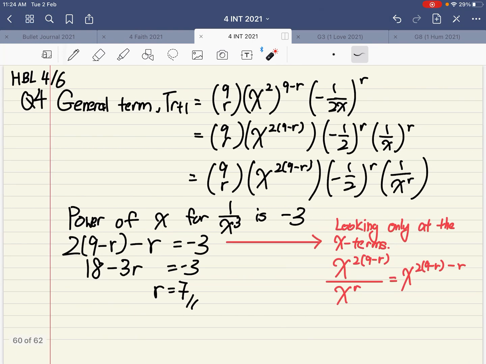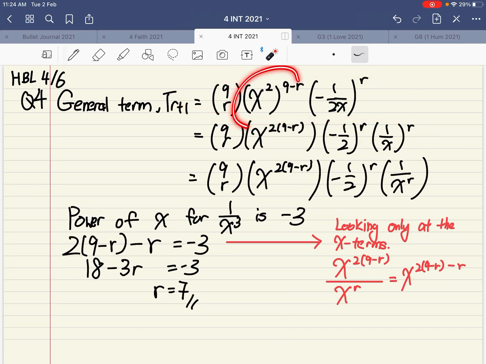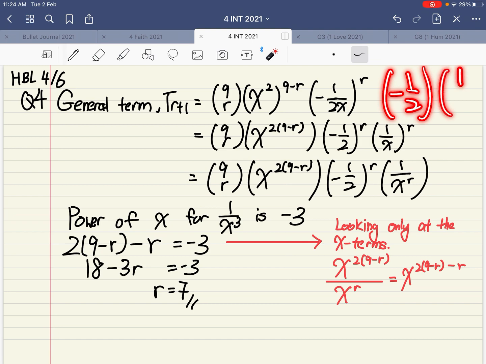I move on to question 4. I will go a bit more quickly now. For this case, I have already written down the general term for question 4. Then if you expand this bracket here, don't forget it is 2 times 9 minus r. To make your life a bit more simple, I've actually simplified it. Minus 1 over 2x, I have rewritten it as negative half multiplied by 1 over x. So I split it up into this bracket here to the power of r, this bracket here to the power of r.